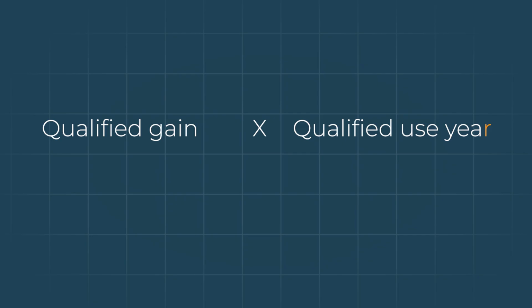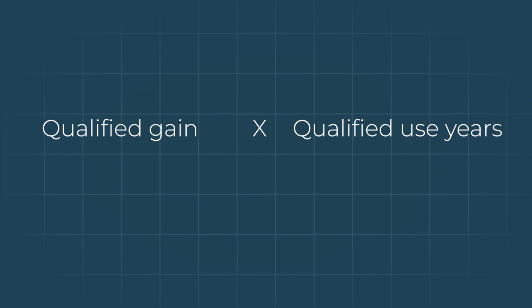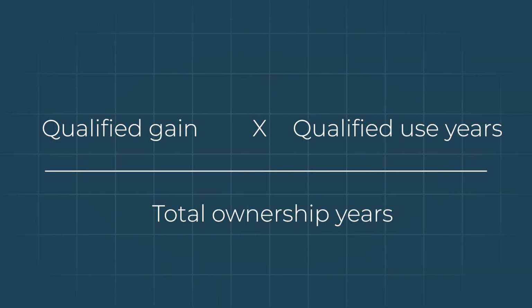So here's the formula for that. We take the qualified gain, and that qualified gain ultimately is your total gain multiplied by the qualified use years divided by total ownership years. So there's a bit of a calculation there. But depreciation recapture is actually handled separately from that. So there's a calculation of how we figure out what that tax is.